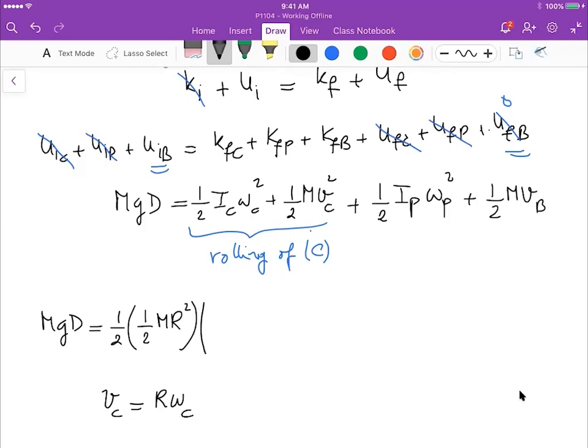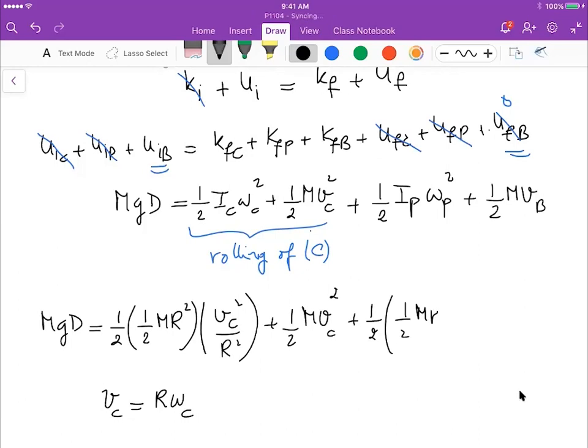And therefore the omega of the cylinder is actually v c over r, so we have v c squared over r squared, plus half m v c squared. Okay, now plus half the moment of inertia of the pulley, which is seen as a disk with respect to the axis passing through its center, is 1/2 times m times the radius of the pulley squared. But the radius r of the pulley, in the given, they told us it is equal to r/2. Okay, we will substitute its value, but not now, let's leave it for a bit on another line.